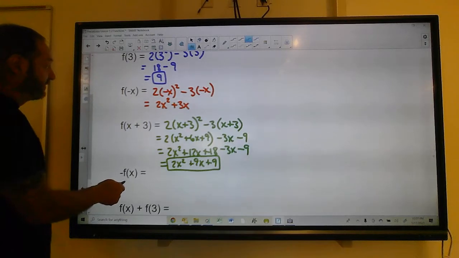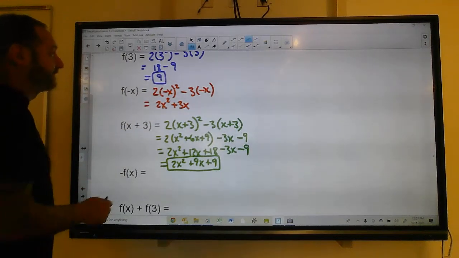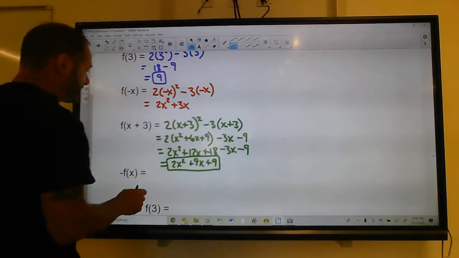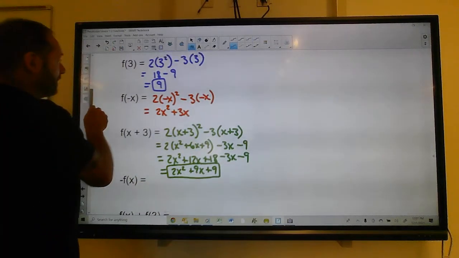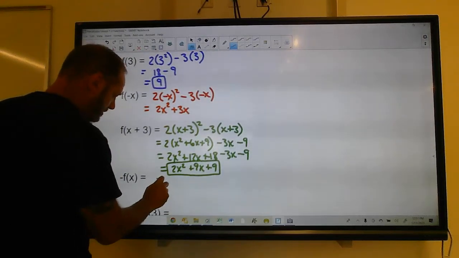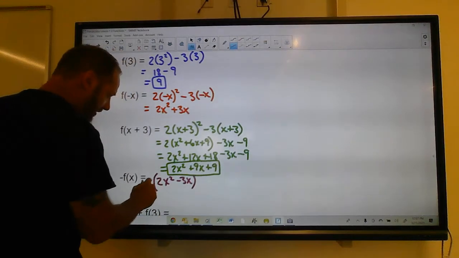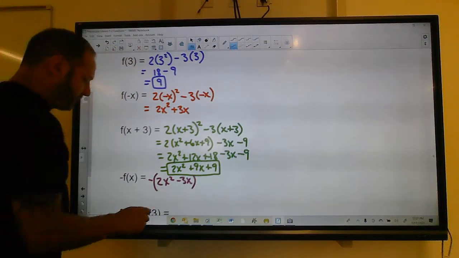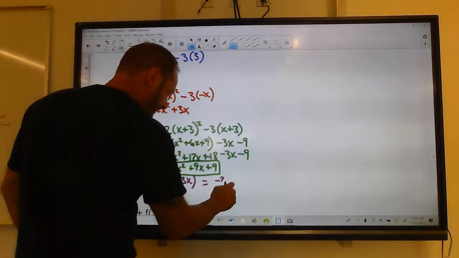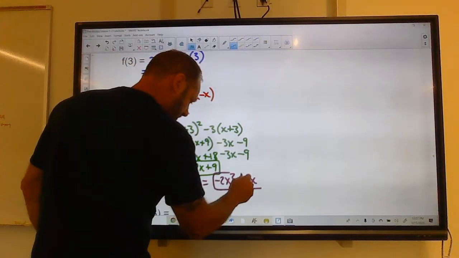Okay, negative f of x. Notice this is not the same thing as this. Here are the negatives on the inside, here are the negatives on the outside. So what that means is just take your equation, 2x squared minus 3x, and make the entire thing negative. So this would be negative 2x squared plus 3x.